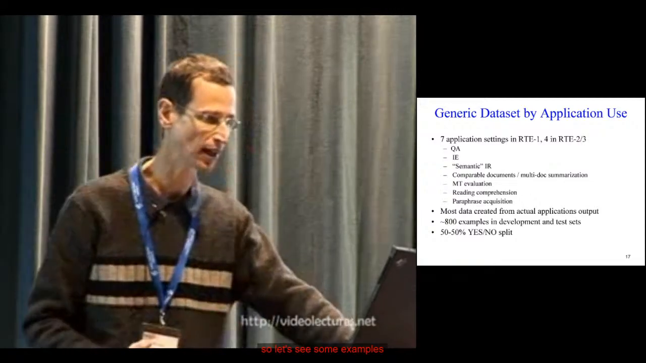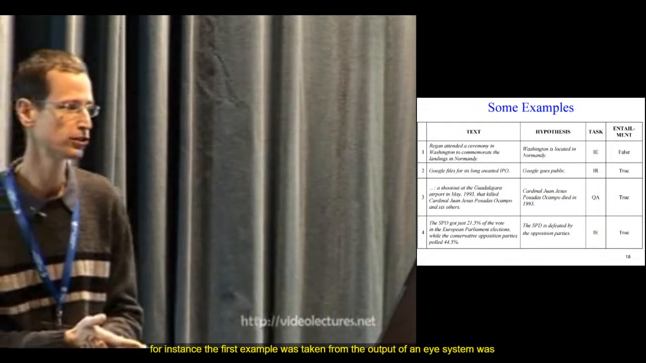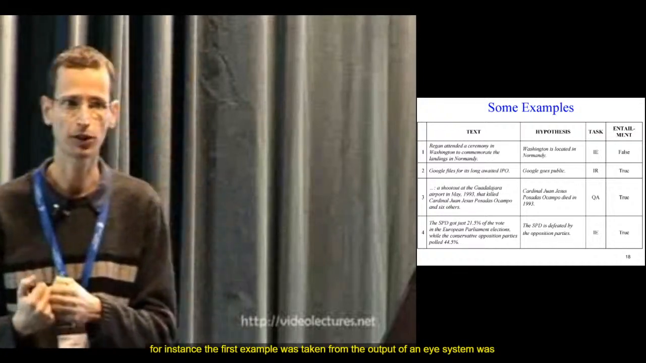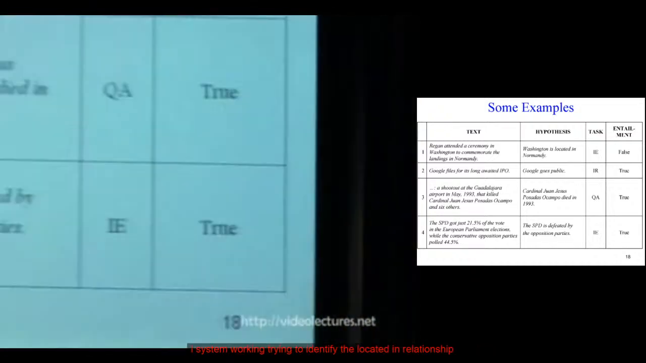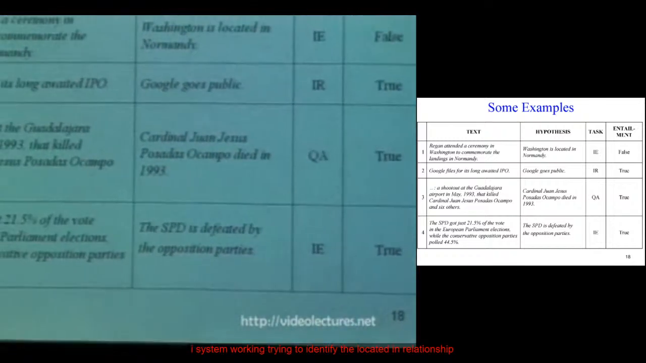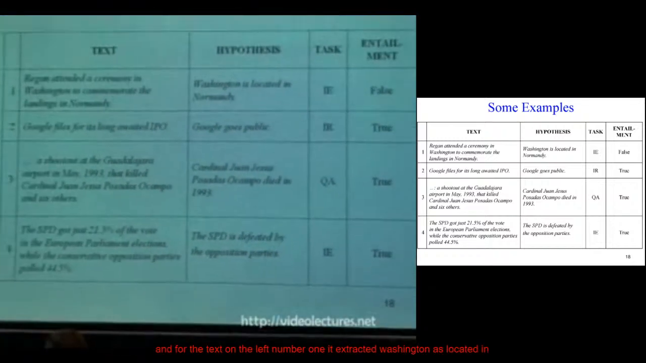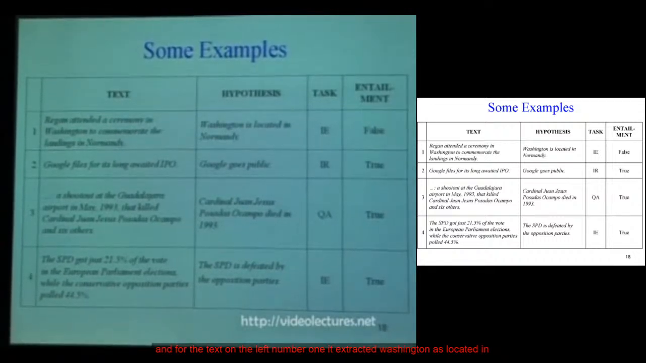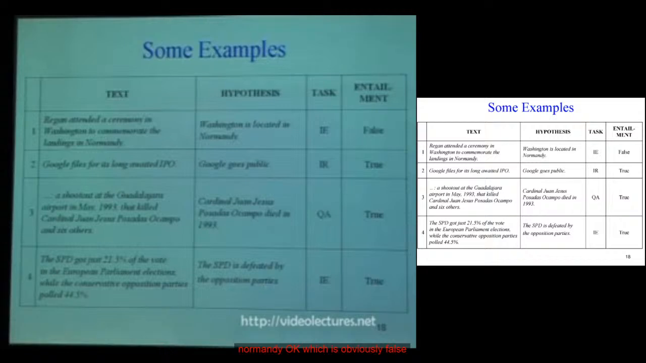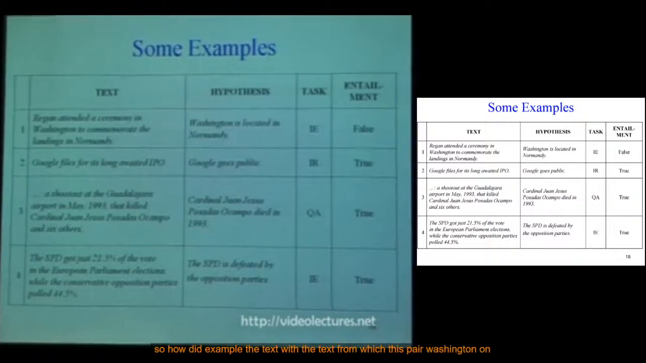So let's see some examples. For instance, the first example was taken from the output of an IE system trying to identify the located in relationship. For the text on the left, number 1, it extracted Washington as located in Normandy, which is obviously false. So how did we create the example?